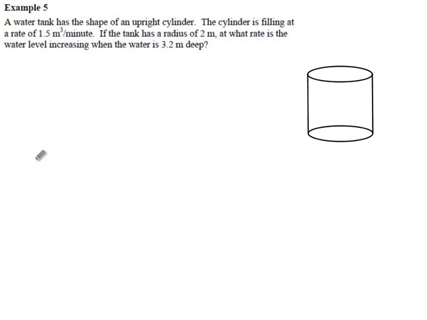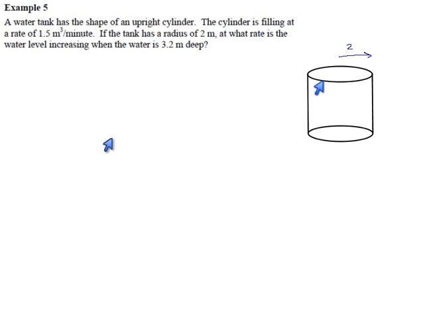Okay, a water tank has the shape of an upright cylinder. The cylinder is filling at a rate of 1.5 cubic meters per minute, and the tank has a radius of 2. At what rate is the water level increasing when the water is 3.2 meters deep?